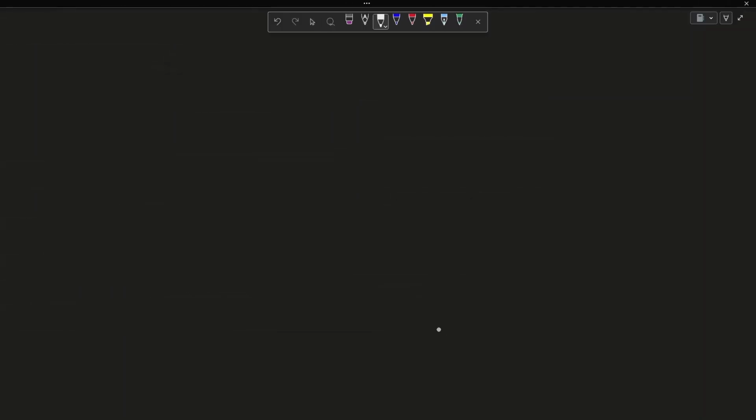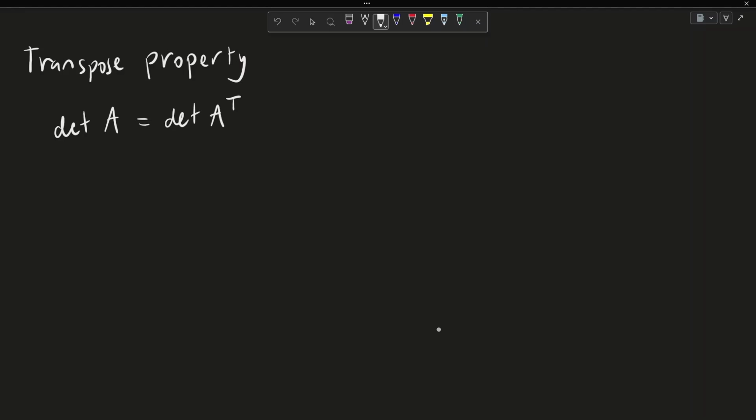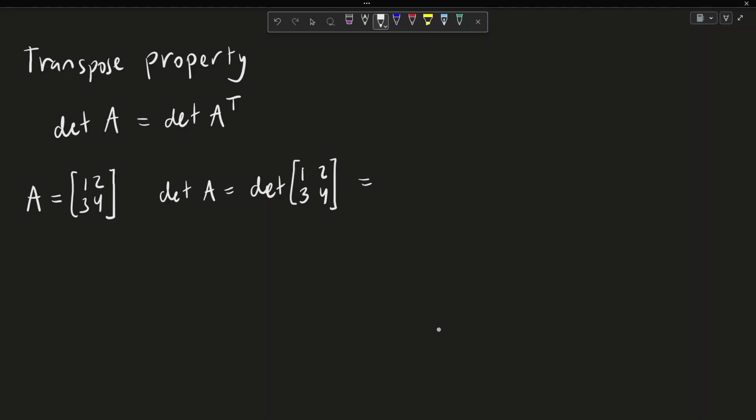The second important property to show is the transpose property. Quite simply, all this says is that the determinant of A is equal to the determinant of A transpose. Again, let's take a simple 2 by 2 matrix, 1, 2, 3, 4, and find its determinant. The determinant of 1, 2, 3, 4 is equal to 1 times 4 minus 2 times 3. For this, we get 4 minus 6, we get negative 2.